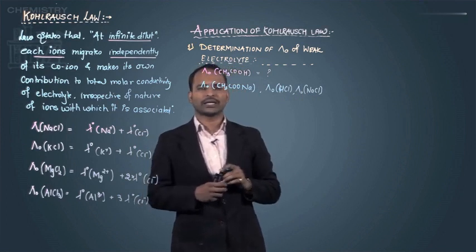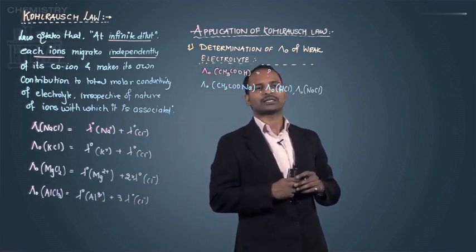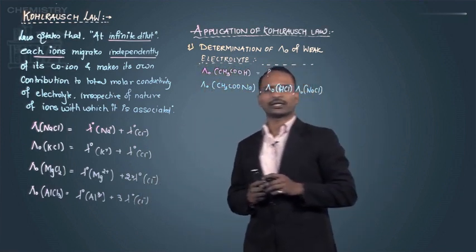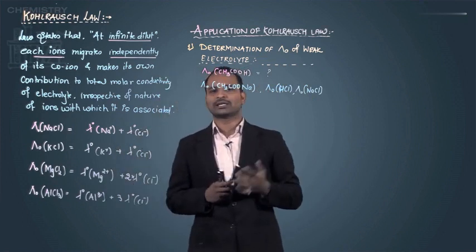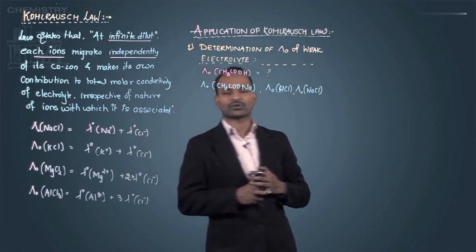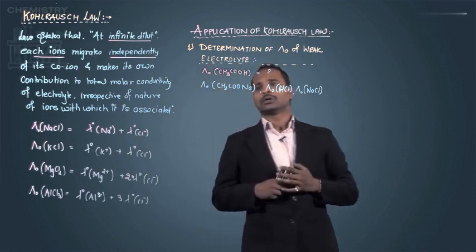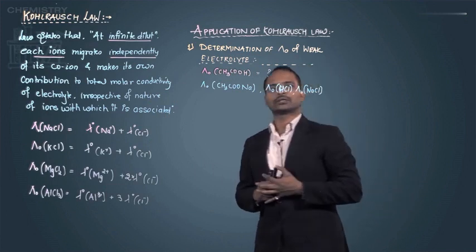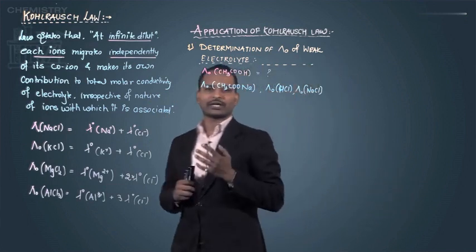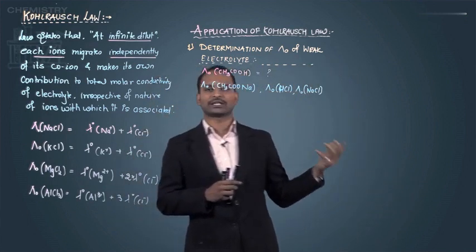So these are the three electrolytes: sodium acetate, HCl and NaCl. Sodium acetate and NaCl are salts, so they are strong electrolytes, and HCl is a strong acid, so again it is a strong electrolyte. Since all three are strong, we can get their lambda naught values from the graphical method.